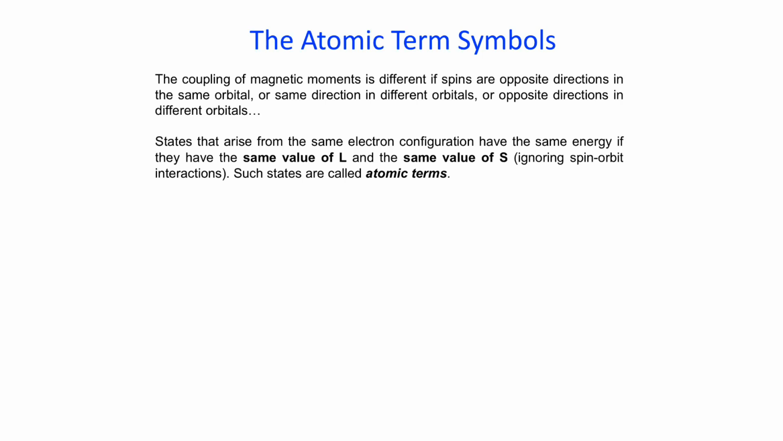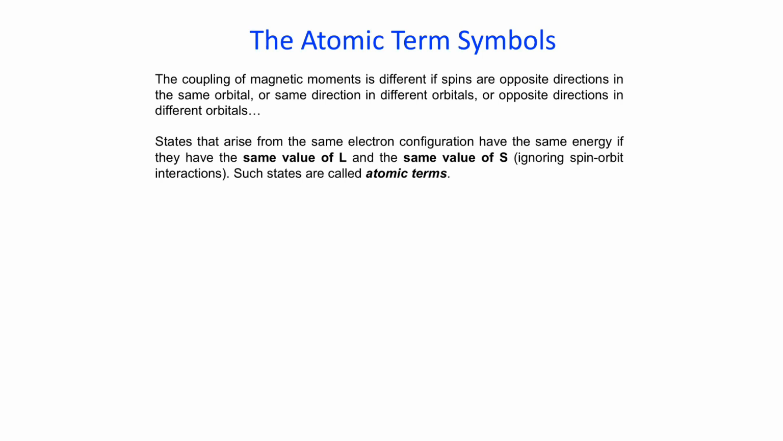As we just talked about, we can have different couplings of those magnetic moments, your M sub L's and your M sub S's. And those resulting energies for those different couplings will be different if your spins are in opposite directions in the same orbital, or in the same direction in different orbitals, or opposite directions in different orbitals, or in different M sub L orbitals altogether. So you're going to get a bunch of different types of coupling of those electrons in those various arrangements.